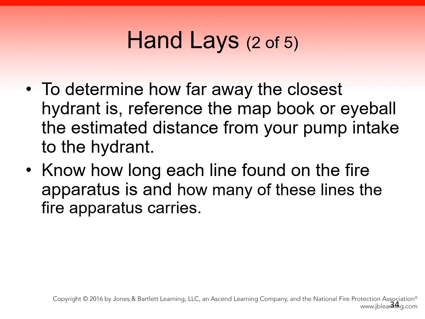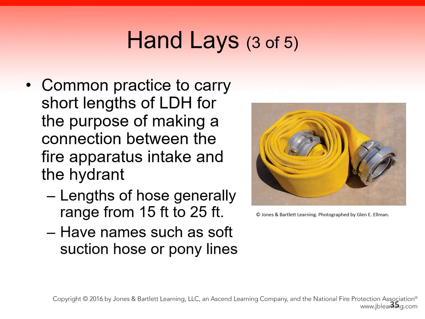When determining the best hose to make the connection, you may or may not have several options for hoses. Suppose the hydrant is approximately 15 feet away. If you use LDH in your fire department, it is common practice to carry short lengths of LDH for the purpose of making a connection between the fire apparatus intake and the hydrant. These lengths of hose generally range from 15 feet to 25 feet and have names such as soft suction hose or pony lines. It is important for you to know how long each line found on the fire apparatus is and how many of these lines the fire apparatus carries.